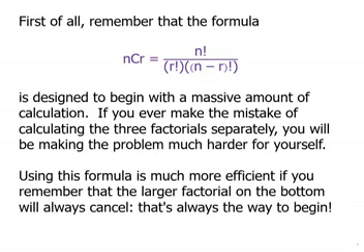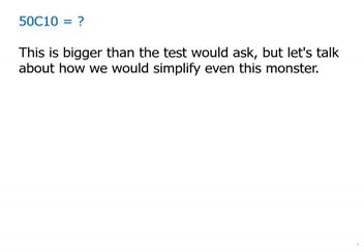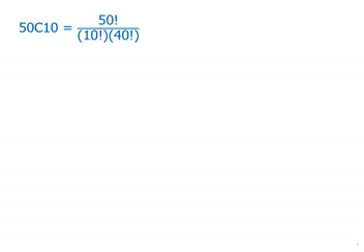And so just as an example, I'm going to calculate that combination that I had on the first slide, 50 choose 10. Now this would be much larger than anything the test would expect you to calculate, but I'll show this just for the sake of an example. So first of all, plugging into the formula, we get 50 factorial over 10 factorial times 40 factorial. Well, of the two factorials in the denominator, 40 is bigger.